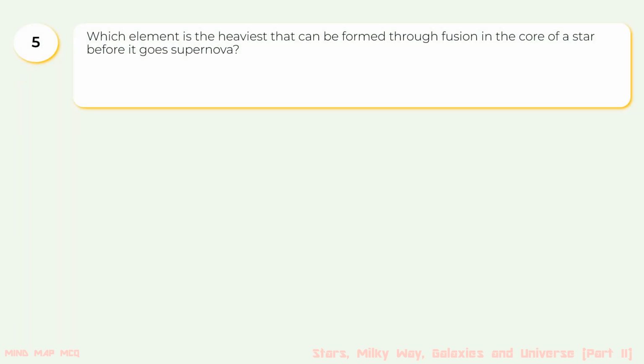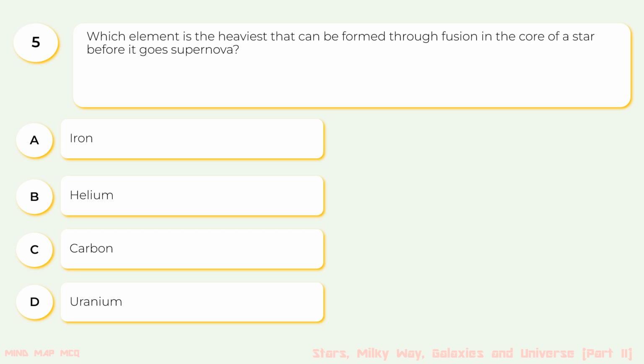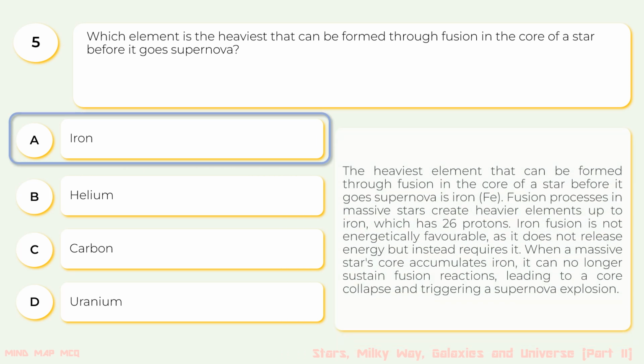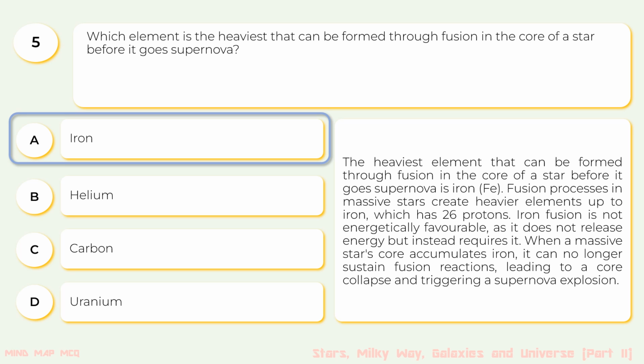5. Which element is the heaviest that can be formed through fusion in the core of a star before it goes supernova? The options are A. Iron, B. Helium, C. Carbon, and D. Uranium. The correct option is A. Iron. The heaviest element that can be formed through fusion in the core of a star before it goes supernova is iron. Fusion processes in massive stars create heavier elements up to iron, which has 26 protons.